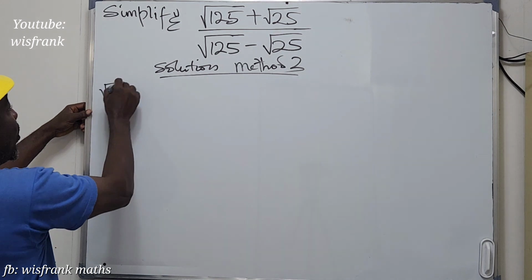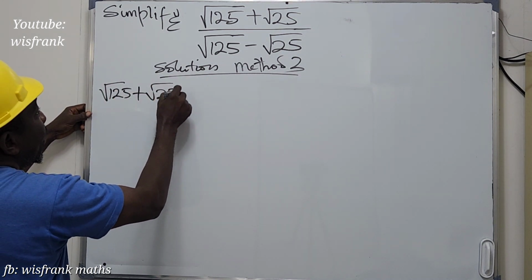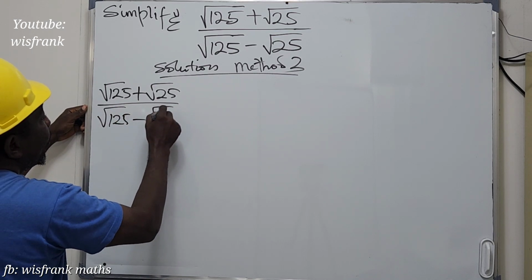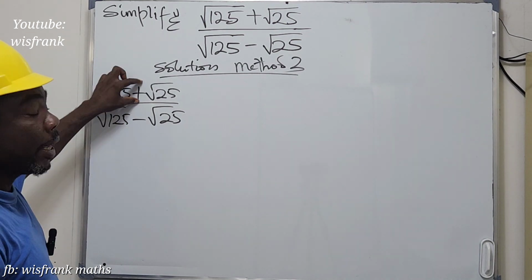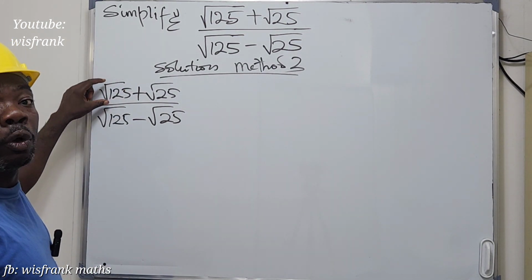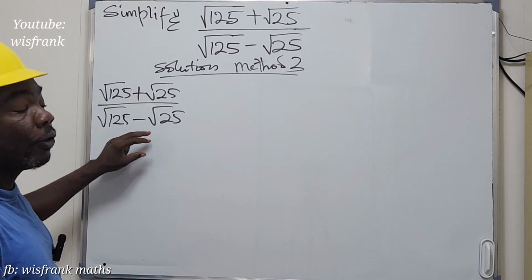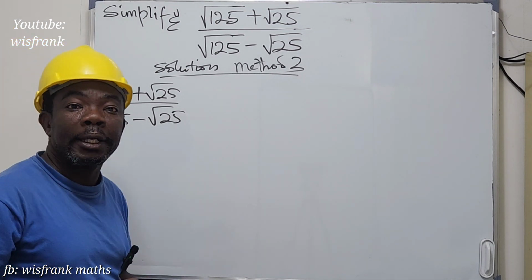We have here square root of 125 plus square root of 25 all over square root of 125 minus square root of 25. So we have this. You can see that here it is in a short form. The other method was that we factor 125 and replace it. In this case, we are going to use the short form directly to solve this equation.